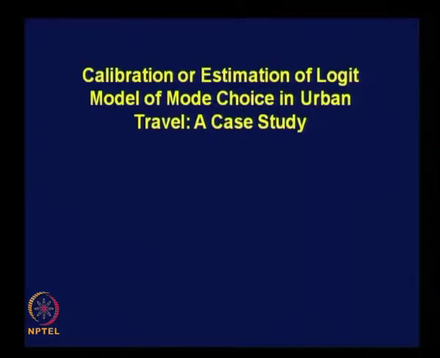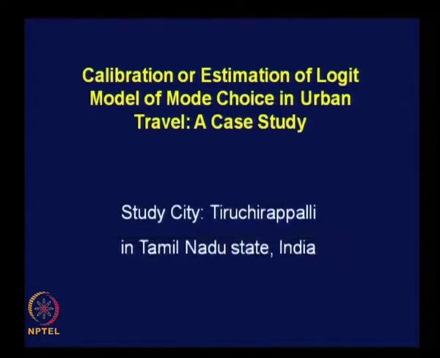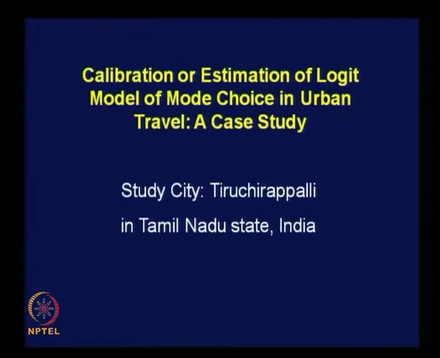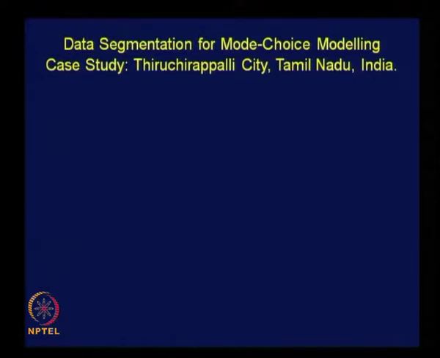Let us proceed further to see how to calibrate the logit model of mode choice when we come across several alternatives for choice for travel. This is what we discussed just now, and when we do mode choice analysis, it is necessary that the data is segmented. Why should we segment data for mode choice analysis?